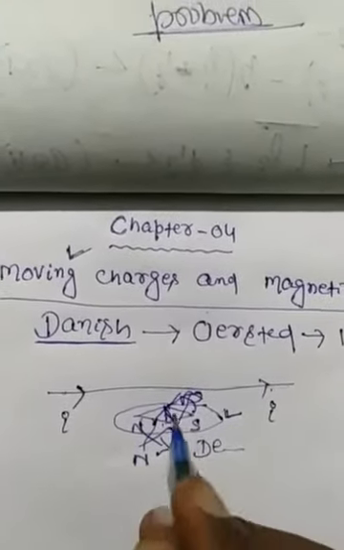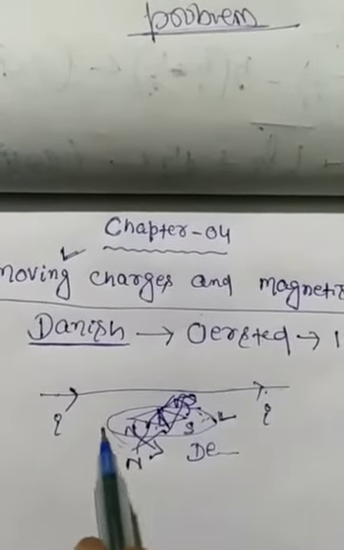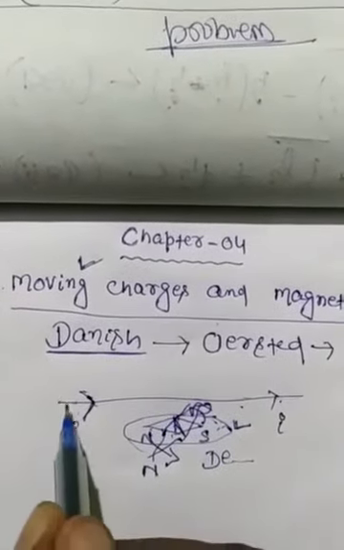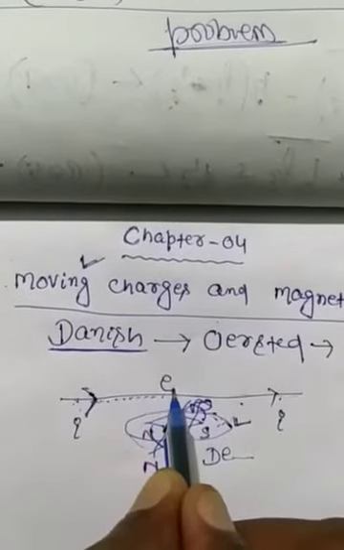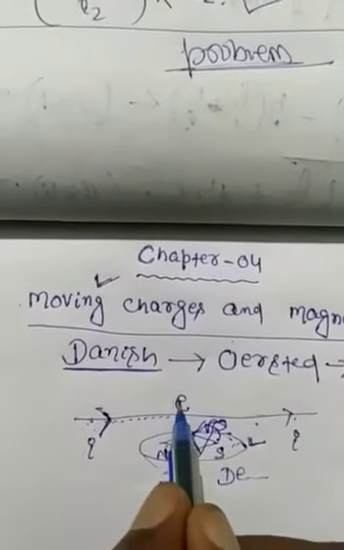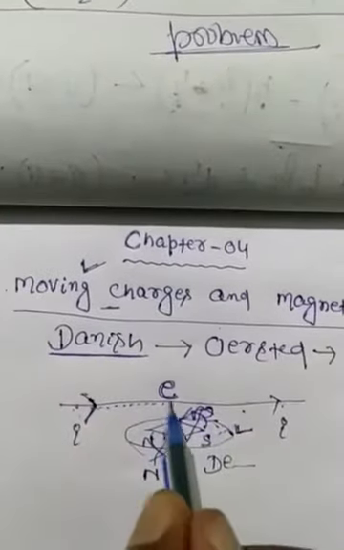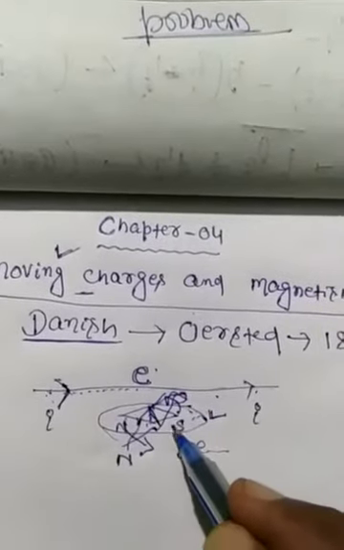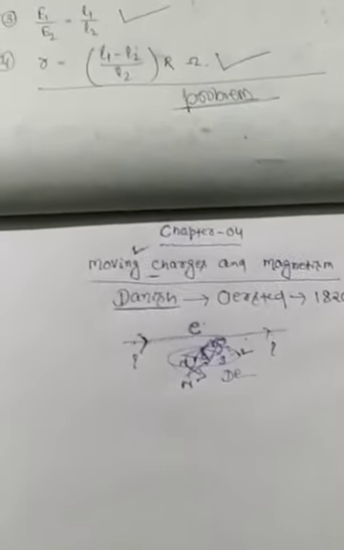So the deflection of the compass needle is done by the amount of current flowing through the conductor. Amount of current flowing through the conductor means the charges are in motion. The charges are in motion means it is called moving charge, and that moving charge directly affects the magnet, and hence the topic is our moving charges and magnetism.